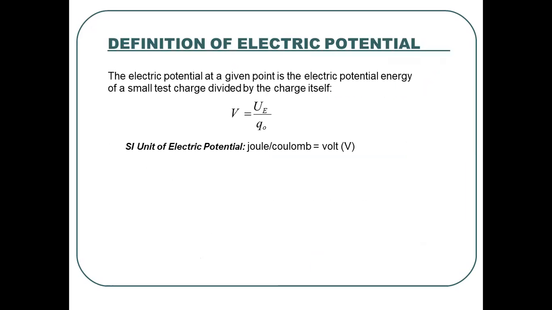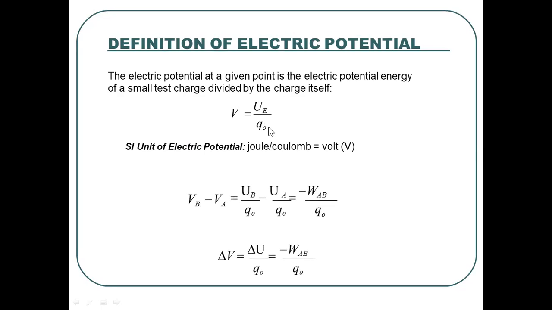If we're going to define electric potential, the electric potential at a given point is the electric potential energy of a small test charge divided by the charge itself. So we are given the following: your volts, or voltage, would be equal to potential energy all over the charge. As you can see here, 1 volt is equal to 1 joule per coulomb for SI units.